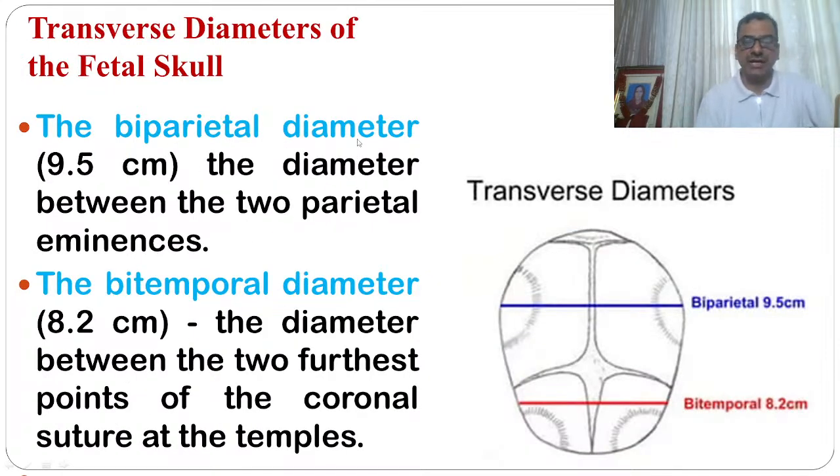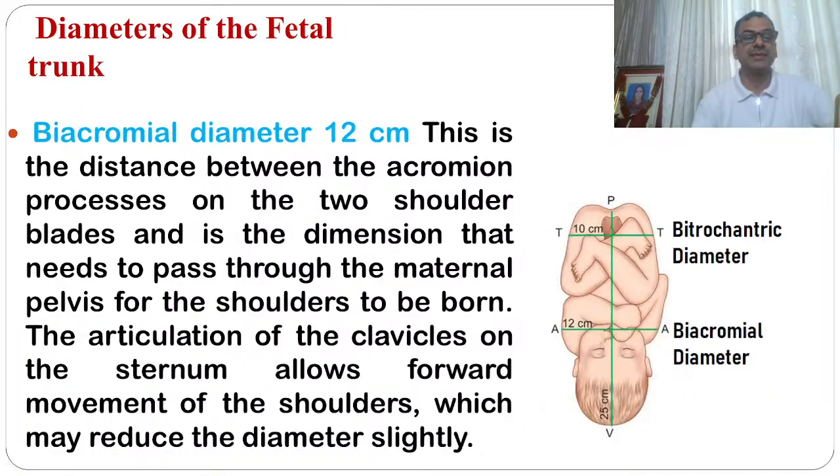One is biparietal diameter, the diameter between 2 parietal eminences. And bitemporal diameter between the temples, the diameter between 2 farthest points of the coronal suture. तो coronal suture के यहाँ पर जो place होगा, that will be the bitemporal diameter. Okay.